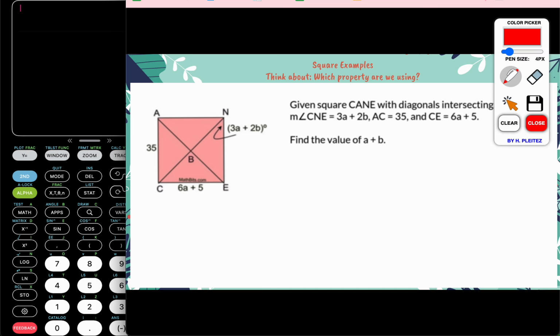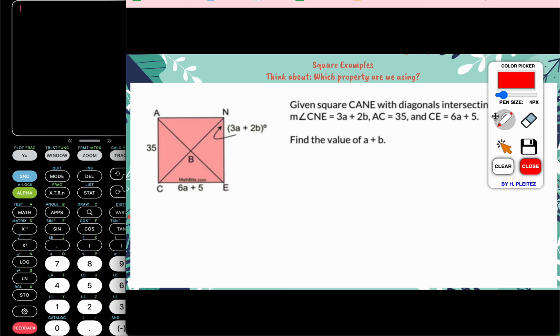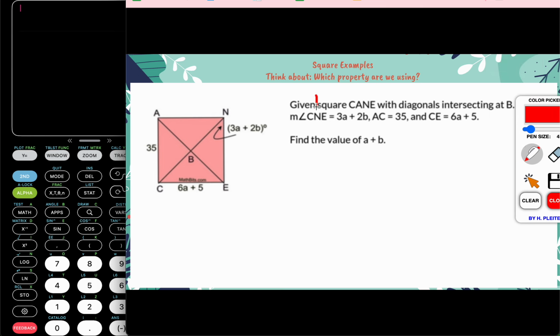Okay, so the first thing that I'm going to do, I know that it's a square. So since it's a square, I know that I can use any of the 5 properties, plus properties of a parallelogram if I needed to. But what's standing out to me is that they give us this value of 35. So I'm going to use the fact that all sides of a square are congruent, and I'm just going to go ahead and label the other sides as 35, because that might help me visually see what's happening here.